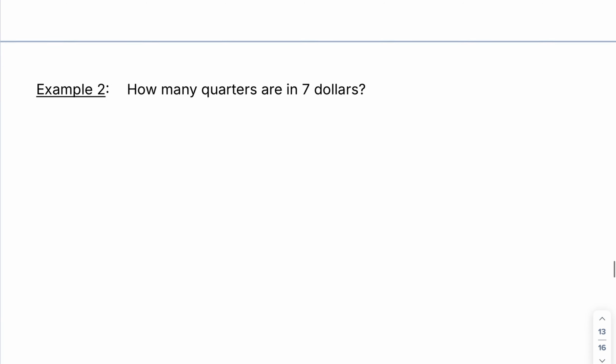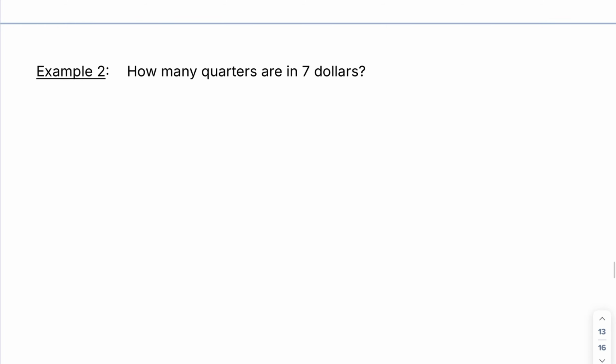Okay, let's go to example 2. How many quarters are in $7? Okay, how many quarters are in $7? So again, we start with what we have. We have $7.